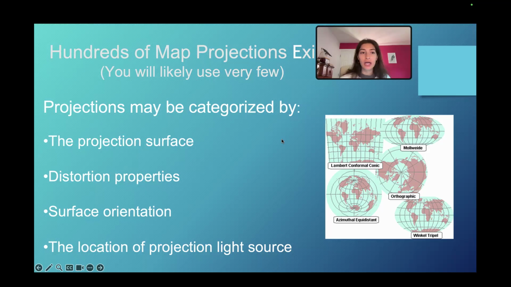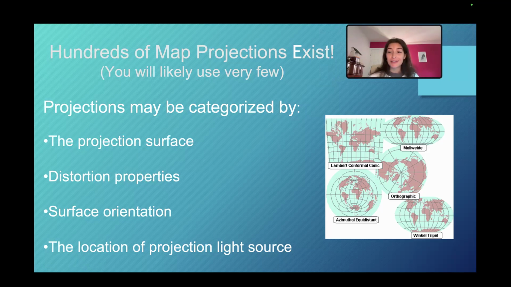And then this is our slide. There are hundreds of map projections. Most people end up having a favorite, and the majority of us will only ever really use a few. So projections are typically categorized by projection surfaces, distortion properties, surface orientation, and again, that location of the projection of the light source.